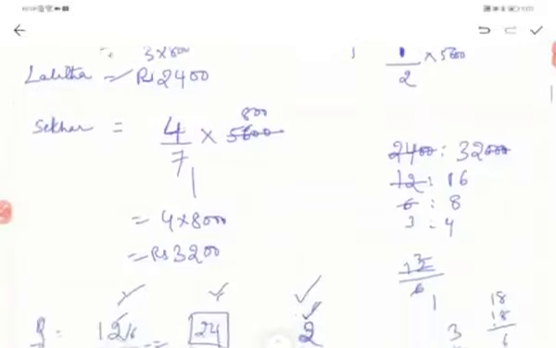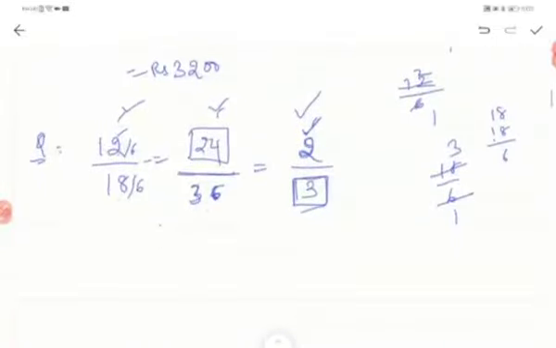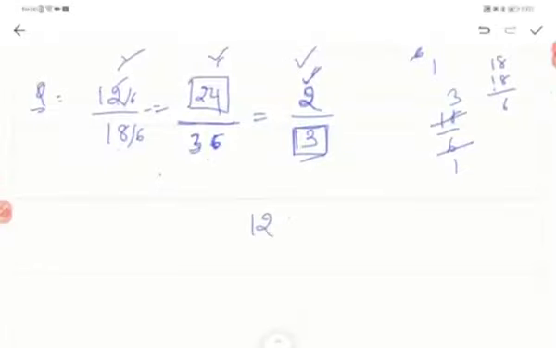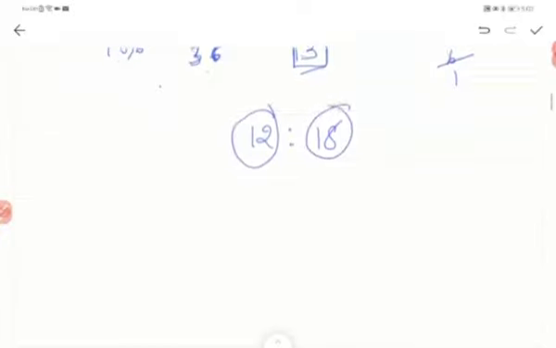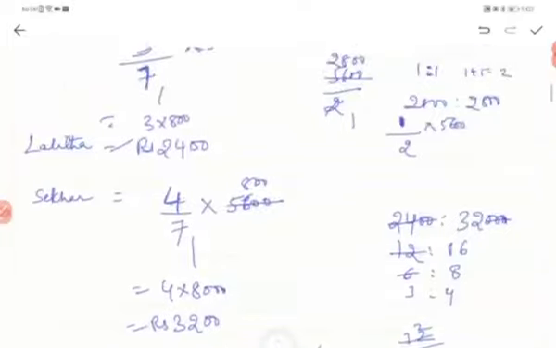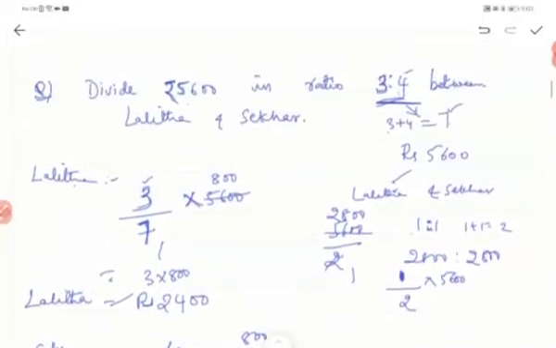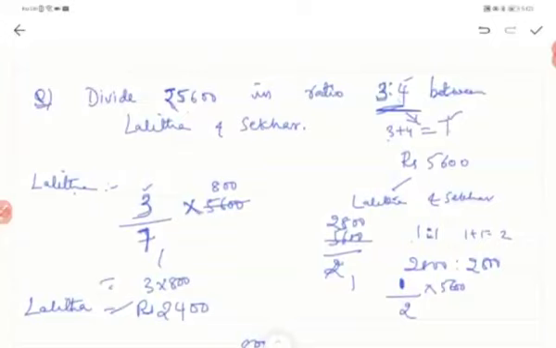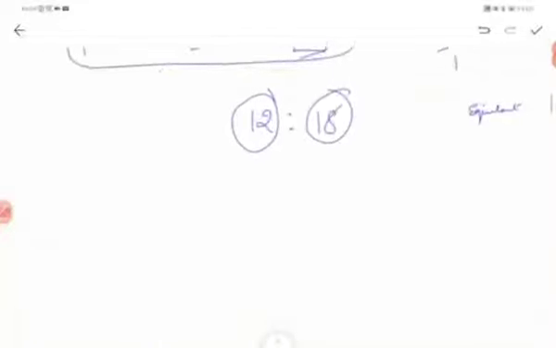Alright, so we will do more problems. Okay, so tell me what is the antecedent and consequent in this? 12 is the antecedent and 18 is the consequent. Okay, very simple. So you'll get questions on equivalent ratios like this, missing parts, or the share of some money in the form of a ratio, this kind of questions. All right, so we will do many exercise problems in our live class.